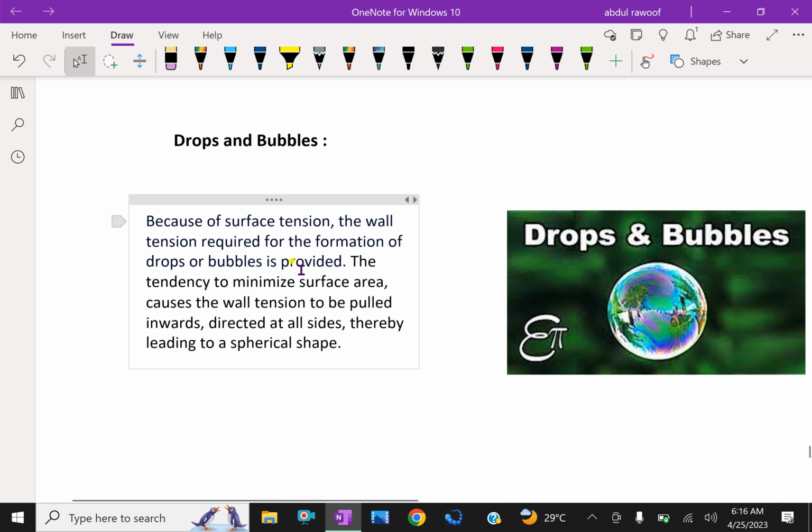Drops and bubbles. Because of the surface tension, the wall tension required for the formation of drops or bubbles is provided. The tendency to minimize the surface area causes the wall tension to be pulled inwards, directed at all sides, thereby leading to a spherical shape. Any water drops, like a raindrop or one from a falling object, become mostly spherical because surface tension tends to reduce the total surface area in the formation of the bubbles. So it always mostly looks like a spherical shape.